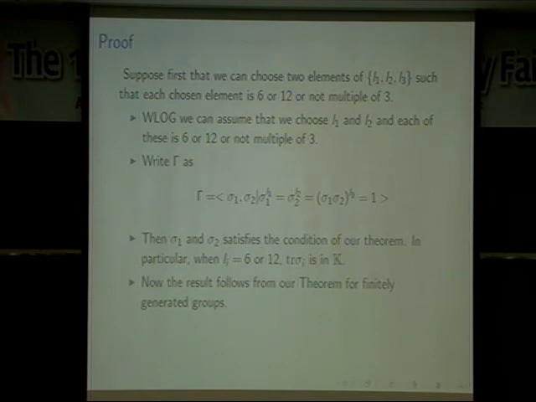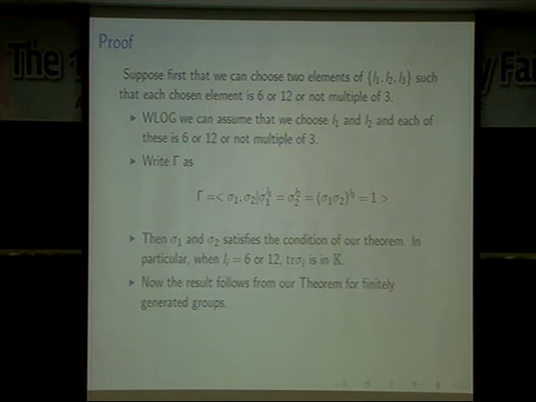Proof. Suppose first that we can choose two elements of L1, L2, L3 such that the chosen element is 6 or 12 or not a multiple of 3. Without loss of generality, we can assume that we choose L1 and L2 and each of these is 6 or 12 or not a multiple of 3. So we write gamma as generated by sigma 1 and sigma 2, where sigma 1 and sigma 2 have orders L1 and L2 and their product has order L3. Then sigma 1 and sigma 2 satisfy the condition of our theorem.